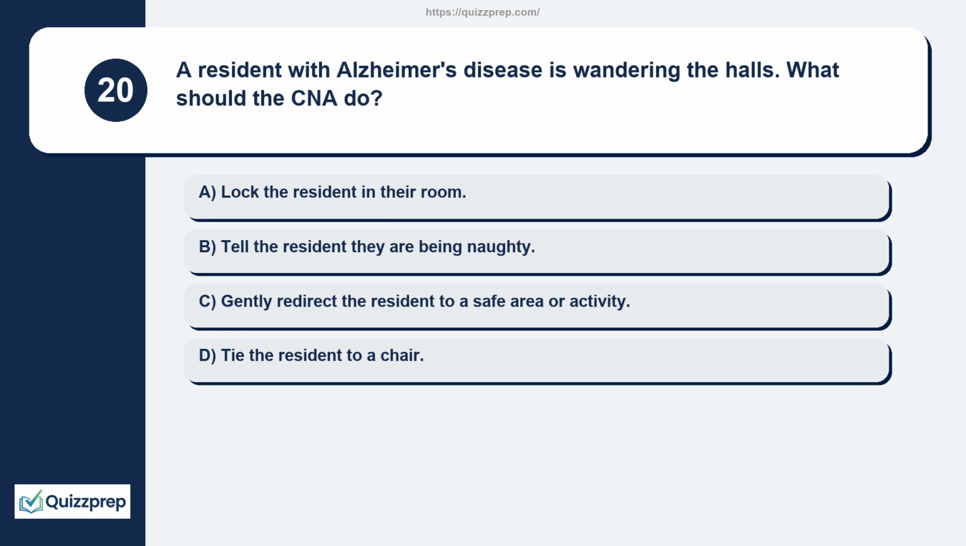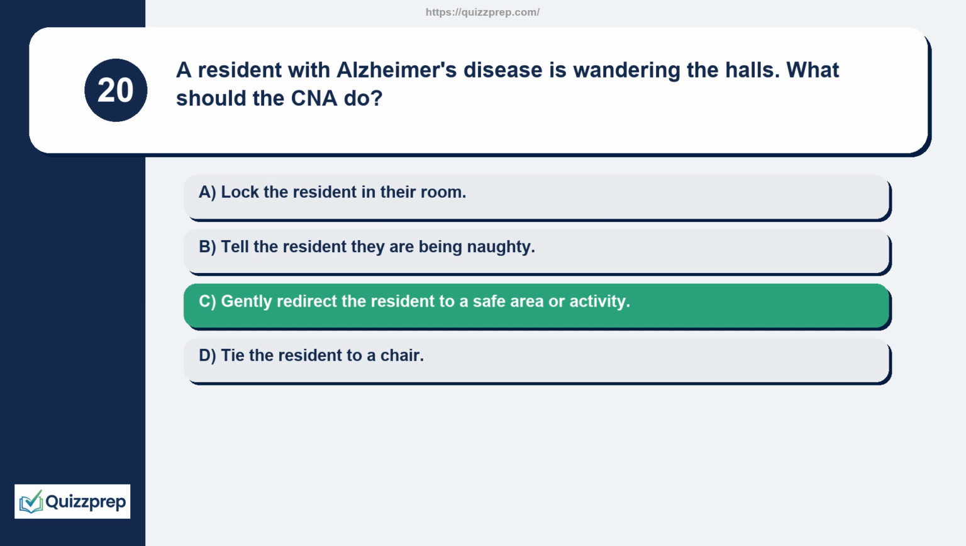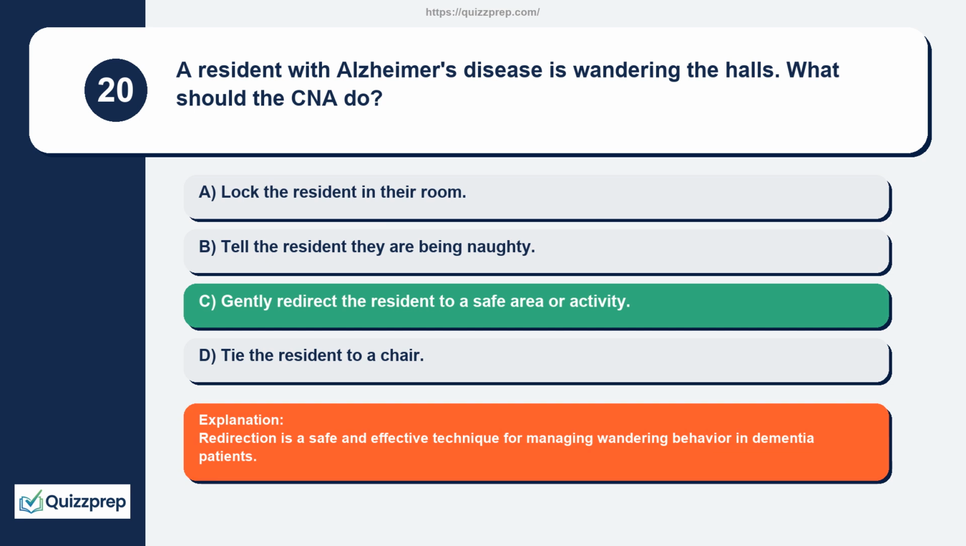Question 20. A resident with Alzheimer's disease is wandering the halls. What should the CNA do? Lock the resident in their room. Tell the resident they are being naughty. Gently redirect the resident to a safe area or activity. Tie the resident to a chair. Redirection is a safe and effective technique for managing wandering behavior in dementia patients.